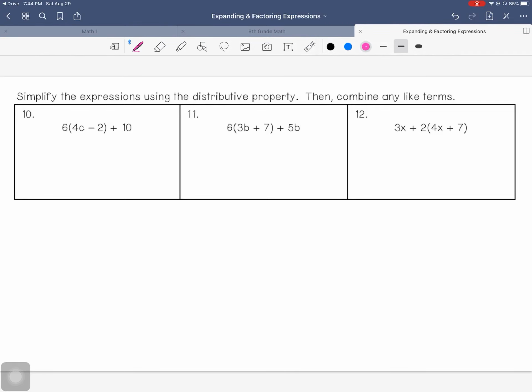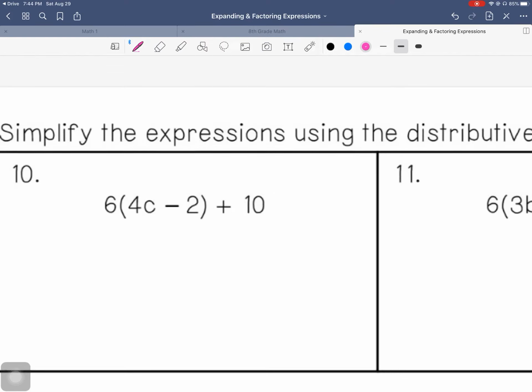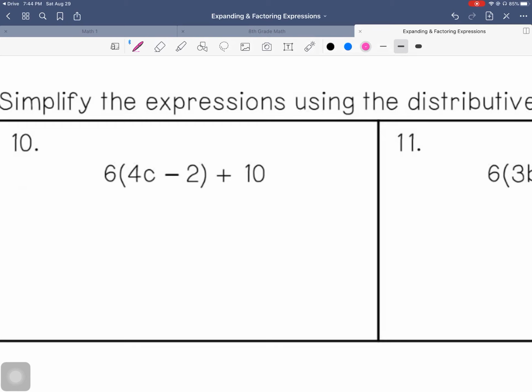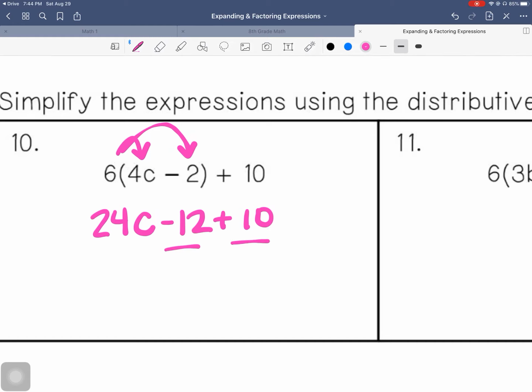All right, the directions here say simplify the expression using the distributive property and then combine any like terms. So I'm first going to distribute my 6 and bring down my plus 10. I notice I have a set of like terms, so I combine those, and my simplified expression will be 24c minus 2.